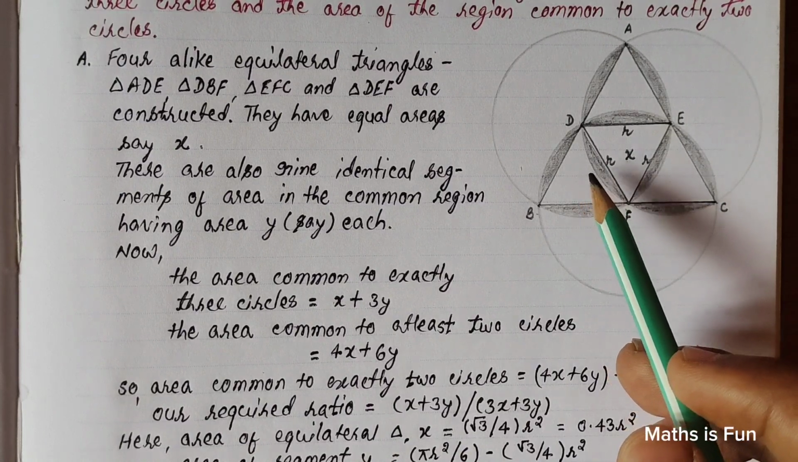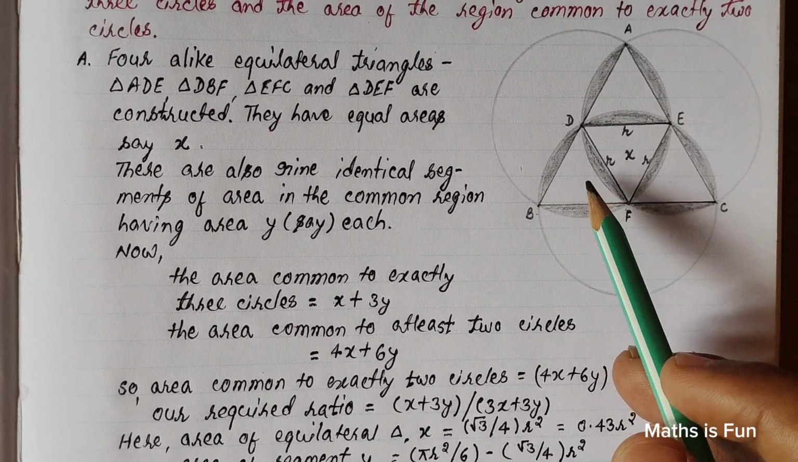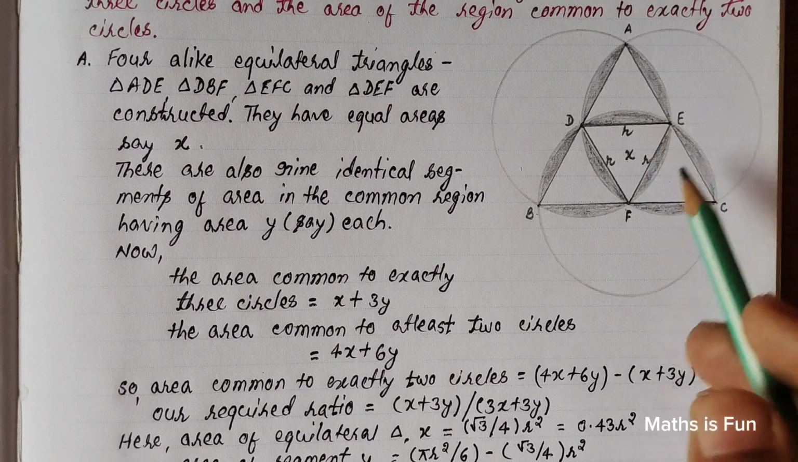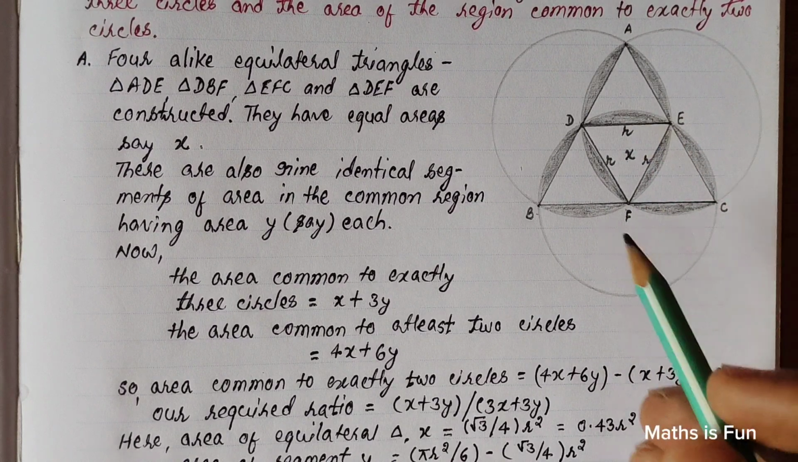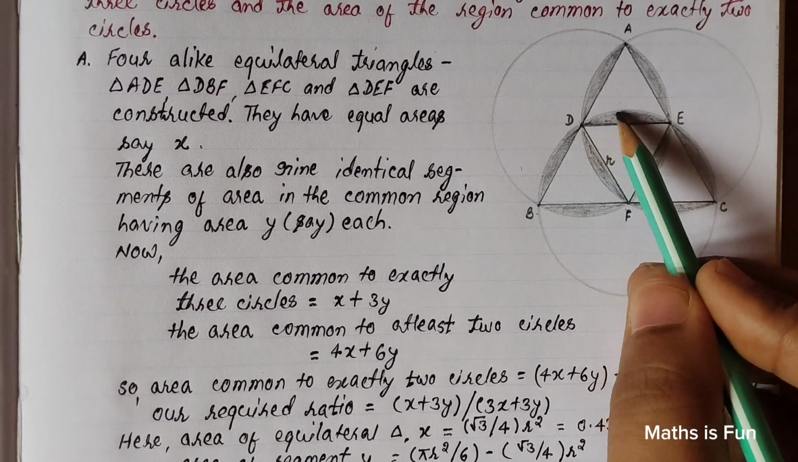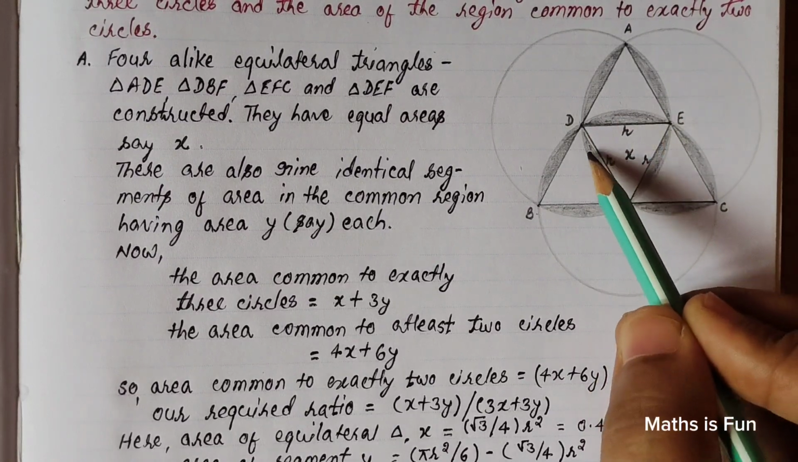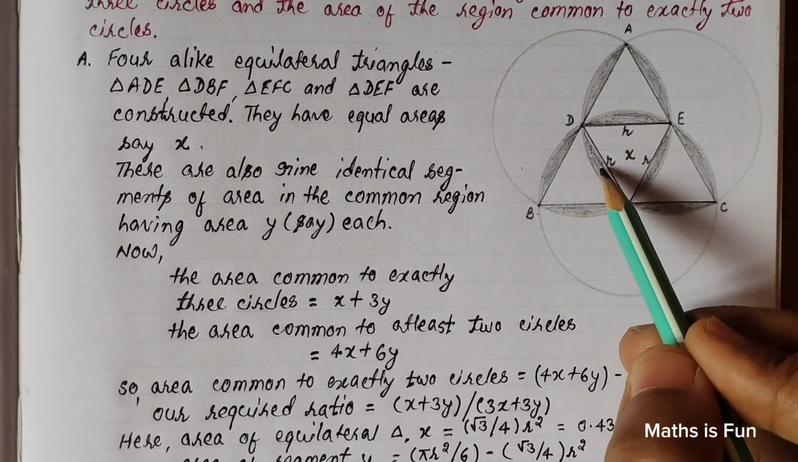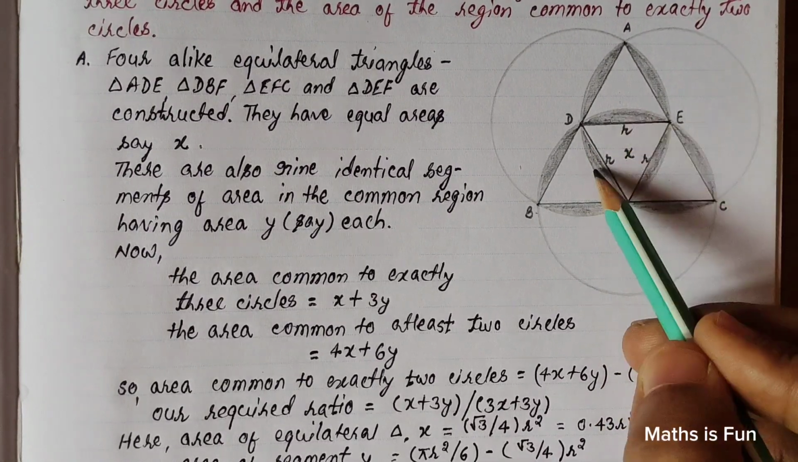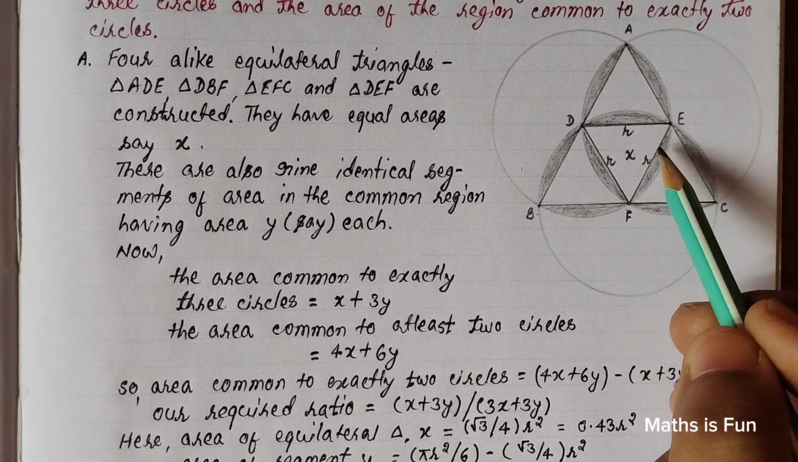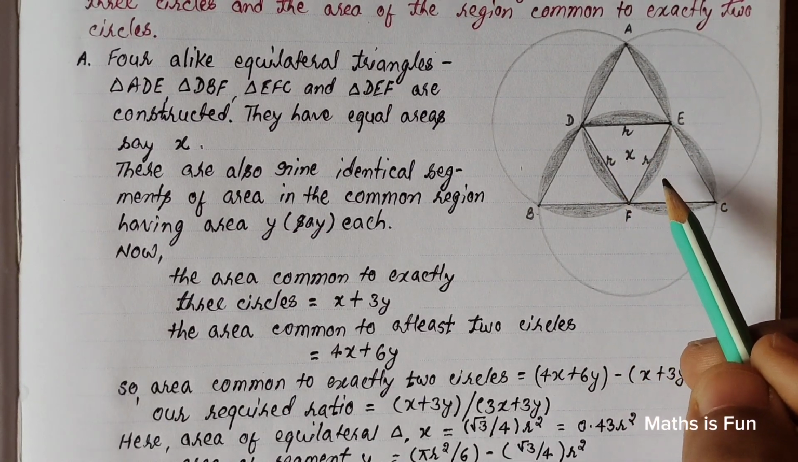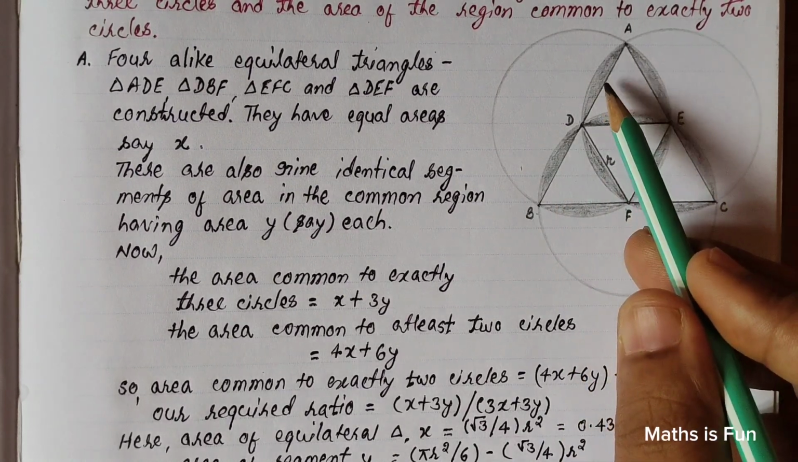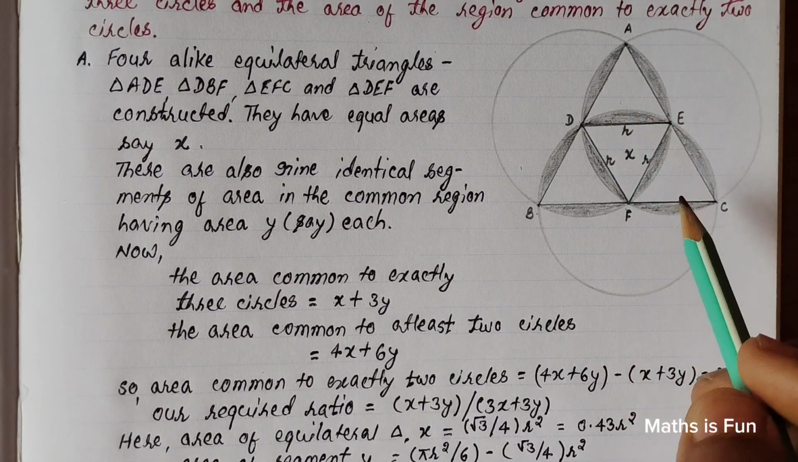So let's say that the area of these equilateral triangles is X. So the area of this, and this triangles are X. We also see that there is a shaded region. So this much is the common area for all the three circles. We make an equilateral triangle here, but we also find that some region is left. So we shade this region. There are 9 such identical segments of area in the common region. So 1, 2, 3, 4, 5, 6, 7, 8, 9 regions. Let's say that their area is Y each.